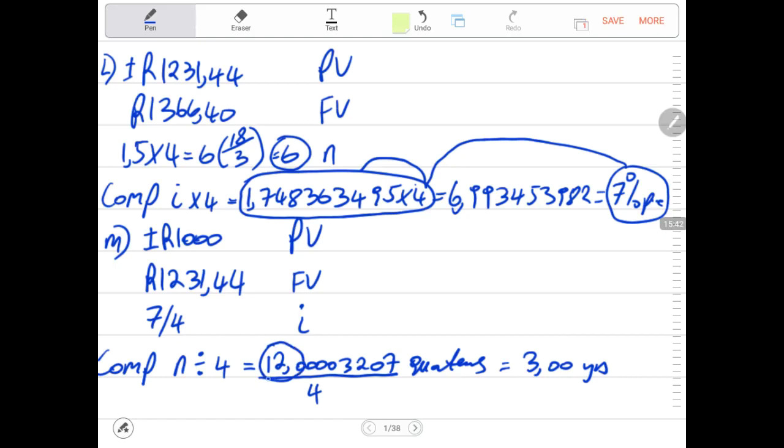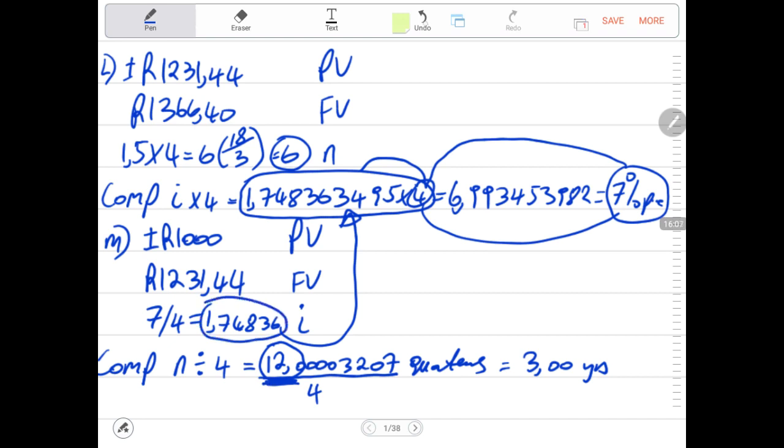Let me repeat that. 12 quarters. Why am I saying this is 12 quarters? Because my I was per quarter. That is per quarter. That was my I per quarter, and I multiplied it by 4 quarters and it gave me the rate for the whole year compounded quarterly. So now when this is per quarter, the answer that I'll get will be n as the number of quarters. So the 12 is the number of quarters, meaning we have 12 quarters.